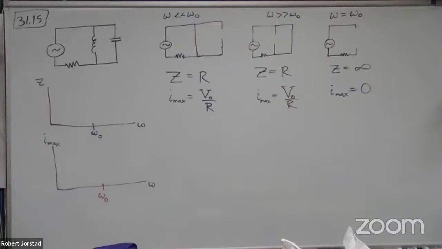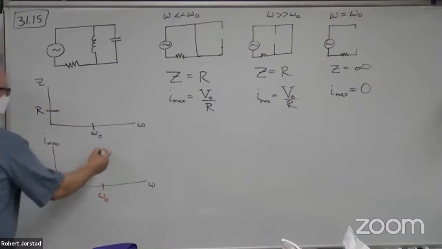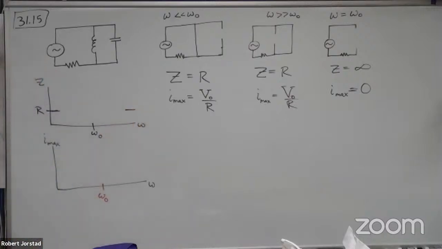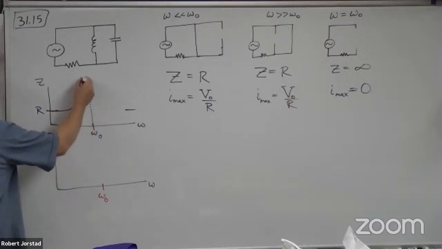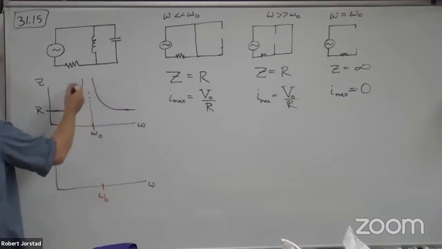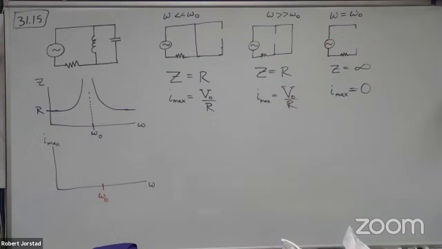What is the initial value of Z at very low frequencies? R. So I'll put that on here. Do you agree at low frequencies it's R and at high frequencies it's R? And what happens to it at omega naught? It's similar to these other plots over here, but it goes to infinity. It doesn't just peak out. And that's the distinction. Is that okay?